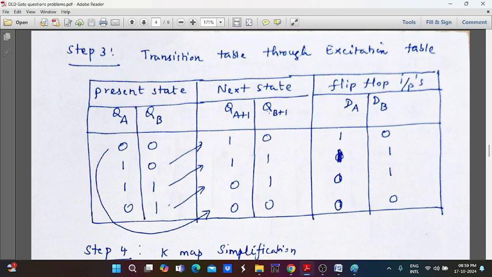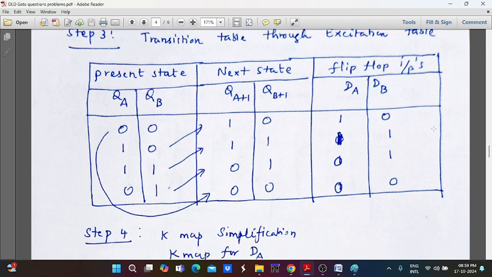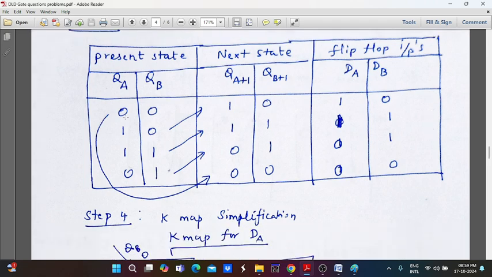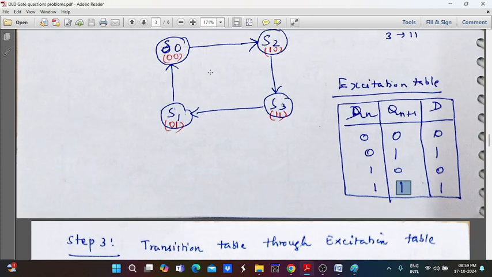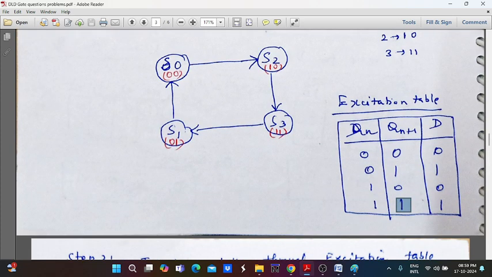Similarly, QA plus 1 and QB plus 1 are the next states for flip-flop A and flip-flop B. So from this we can arrange this sequence. For the initial condition, the present state is 0 0. Now the transition occurred from 0 0 to 1 0.